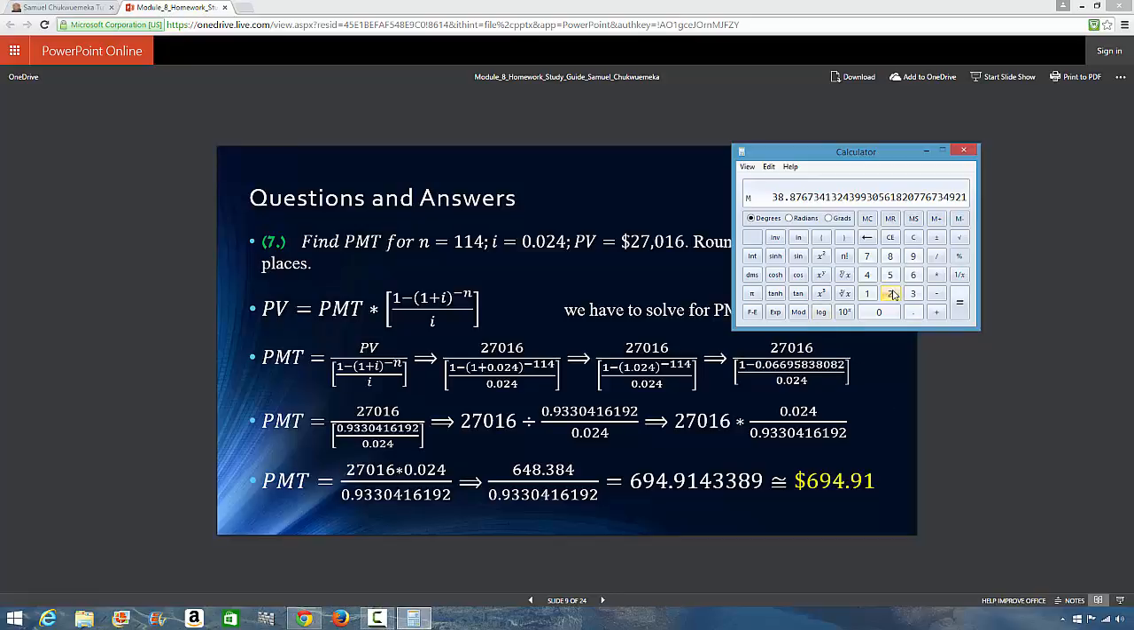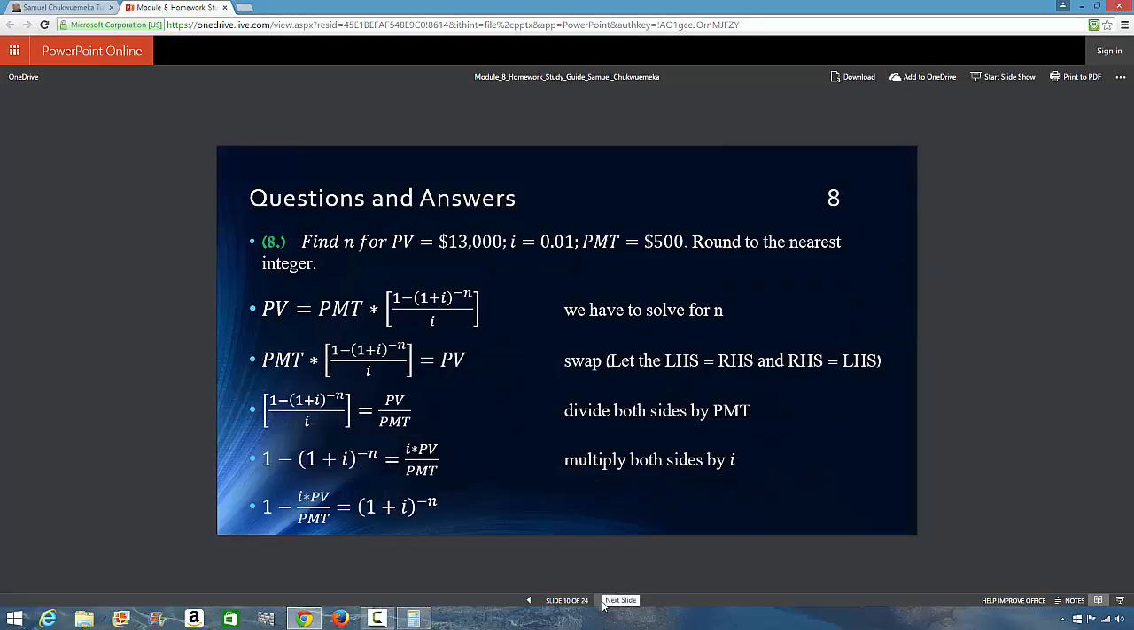Then I now do 27016 divided by recall memory, the new memory, and that will give me this $694.91. Question 8. In this question, you are asked to find n.